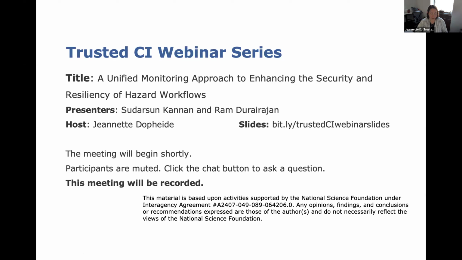Today's topic is a unified monitoring approach to enhancing the security and resiliency of hazard workflows. Our presenters are Sudarshan Kanan, who is an assistant professor in the Computer Science Department at Rutgers, and Ram Durairajan, an associate professor in the School of Computer and Data Sciences, who co-directs the Oregon Networking Research Group, ONRG, at the University of Oregon.